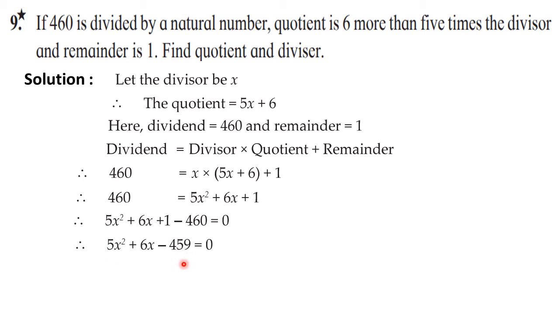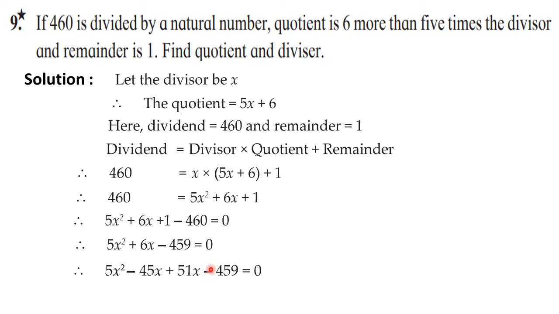Now why is this a challenging question? Have you understood that finding the factors is important? 5 into 459, that big number you have to factorize in such a way that the difference is 6. This factorization is difficult. Those two numbers are 45 and 51.